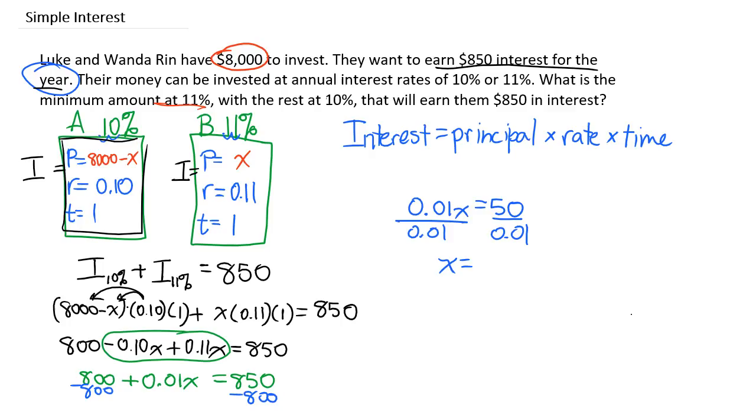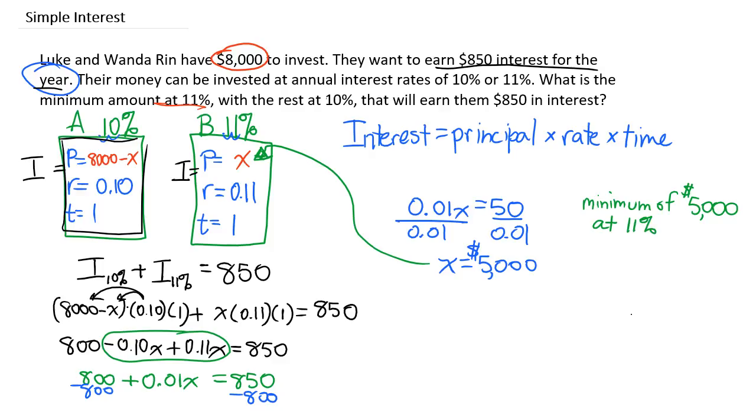And this is $5,000. So now look back at what we defined X as. It's our 11%. So we need a minimum of $5,000 at 11%, which then leaves $3,000 at 10%. Now let's go in and check the answers.